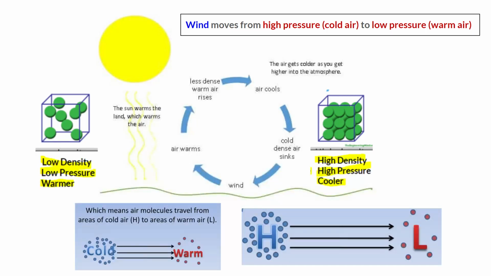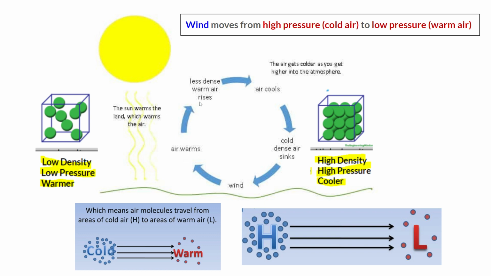Here's another refresher. Remember, the sun heats up the earth unequally, right? And because of this unequal heating, we get warm air areas, cool air areas, low density and high density areas. And remember, this causes a circulation pattern called convection currents. So here's how it works: the sun heats up the land, and the air above the land warms up. Remember, warm air has low density and low pressure, so it rises.